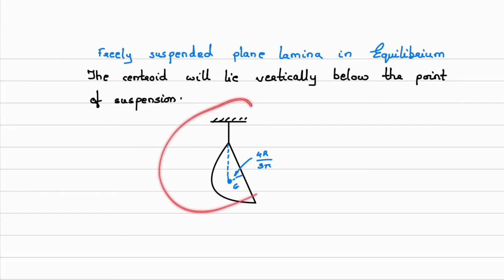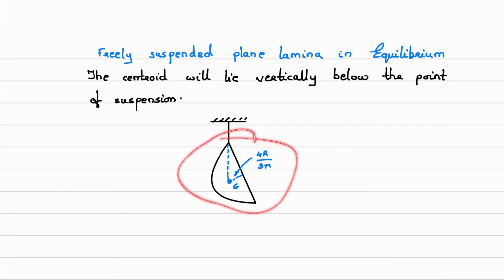This is the concept of a freely suspended plane lamina in equilibrium, and this semicircle will be in equilibrium. This is valid for any shape, so you can try this out if you want. You can take any shape and locate its centroid. Suppose you are using cardboard, locate its centroid and then suspend the cardboard from the ceiling with a string. Whatever centroid you have located, you can draw a vertical from there, and you will find that this dotted line will coincide with this string.